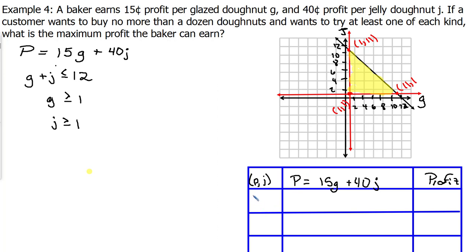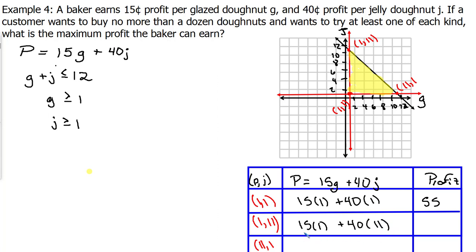And so I'm going to go ahead and test those: 1, 1, 1, 11, and 11, 1. So we're plugging in 15 times 1 plus 40 times 1 equals 55. And then we're going to do the next one, 15 times 1 plus 40 times 11. So that's 440 plus 15, which is going to give me 455.